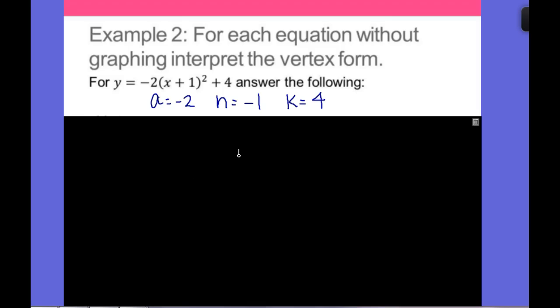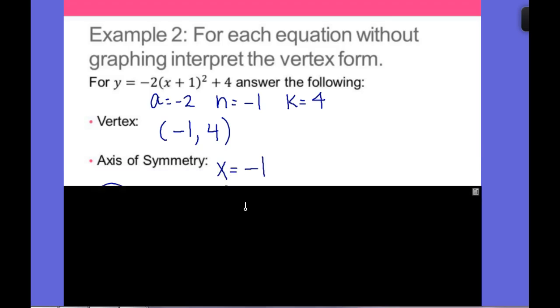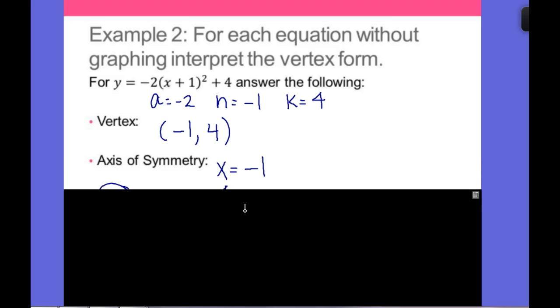So first thing we always want to identify is our vertex. So my vertex is at -1, 4. Again, your vertex is always H, K. Then I'm going to identify my axis of symmetry, which goes through the vertex. That is at x equals -1.